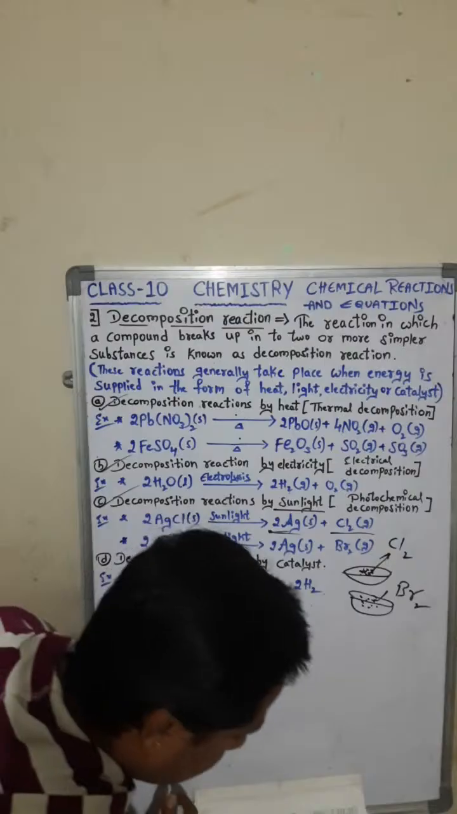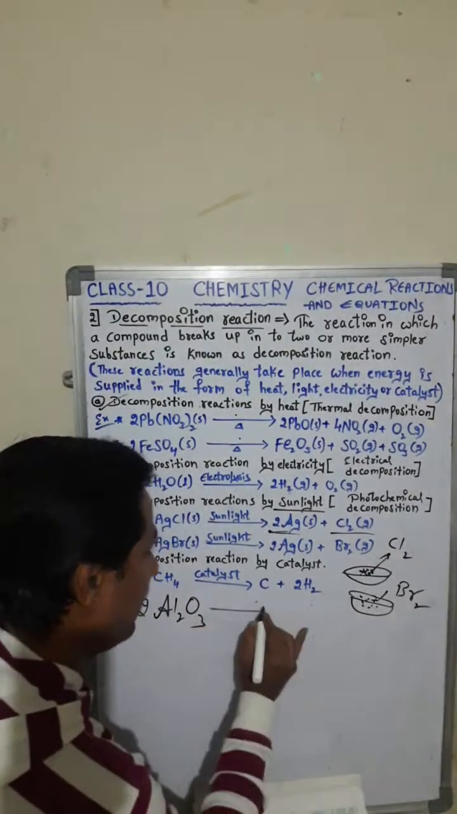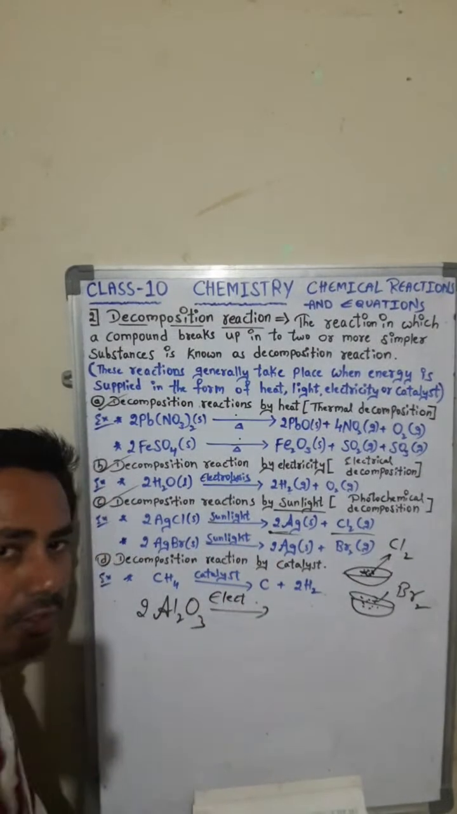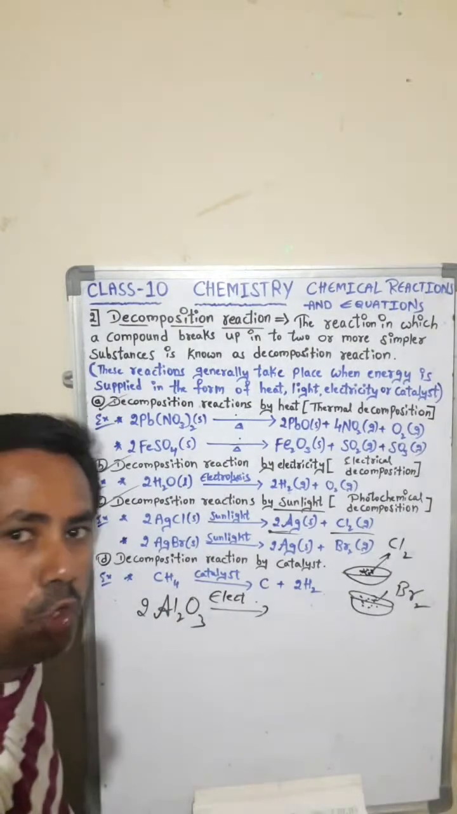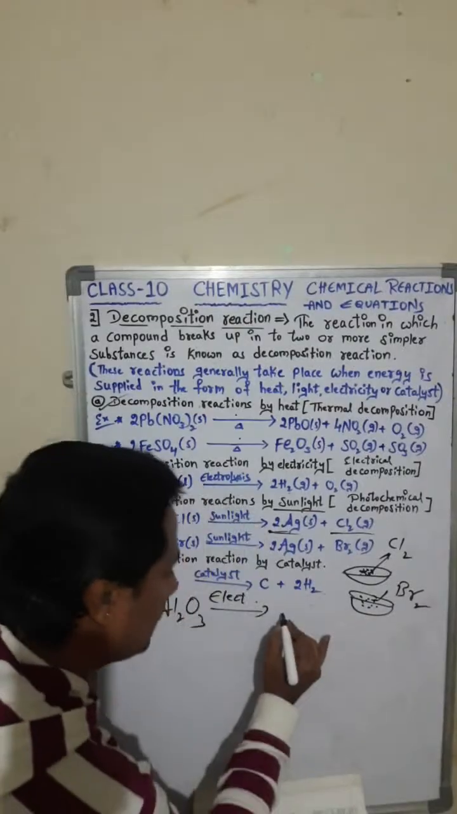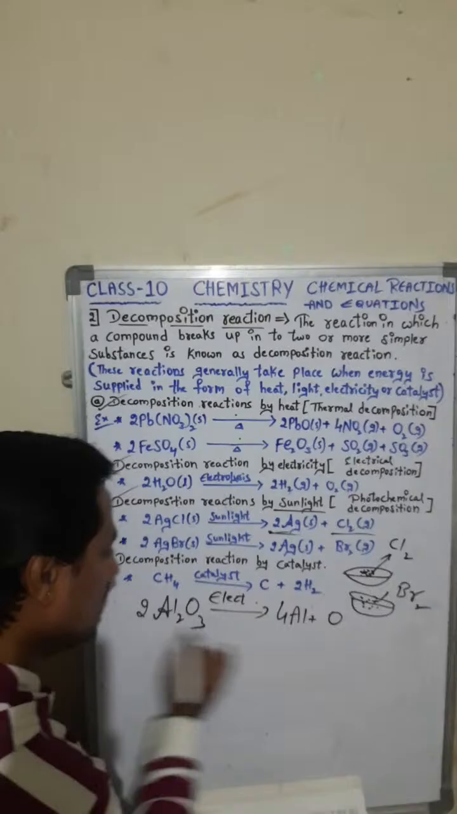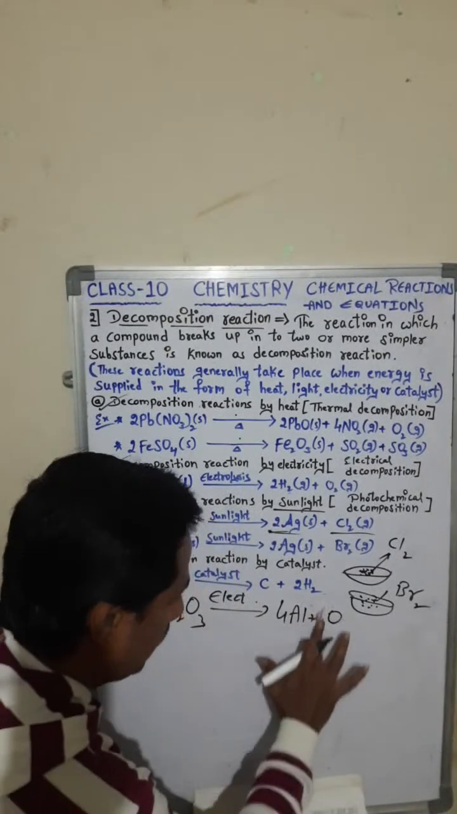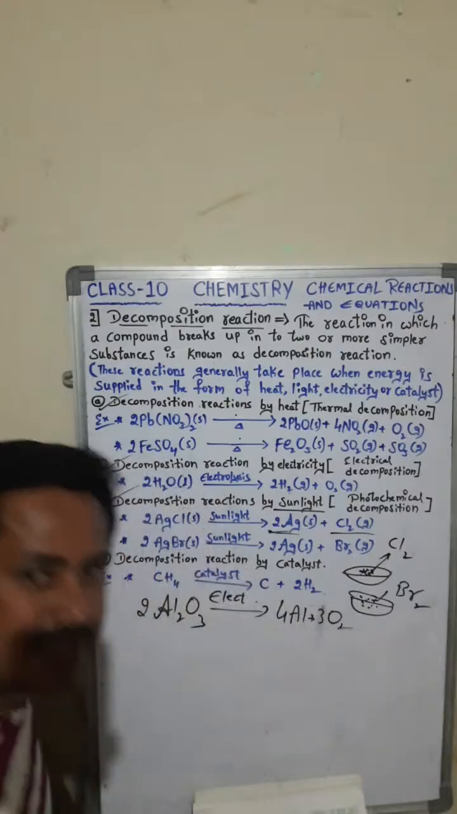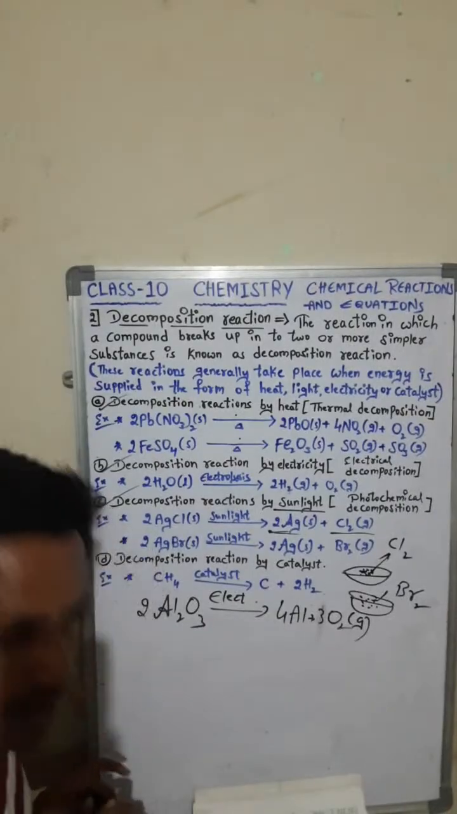Aluminium oxide. When we supply electricity to aluminium oxide, what happens, students, here? Aluminium will be separated and oxygen will be separated. Oxygen will be separated. Yes, correct. It is in the form of gas. But aluminium will be in solid form.